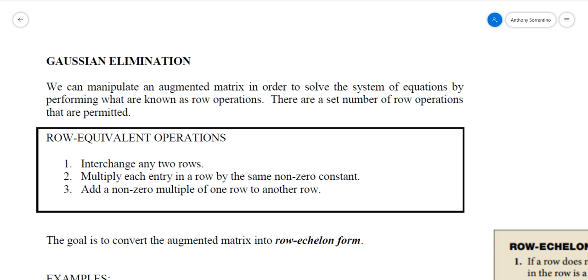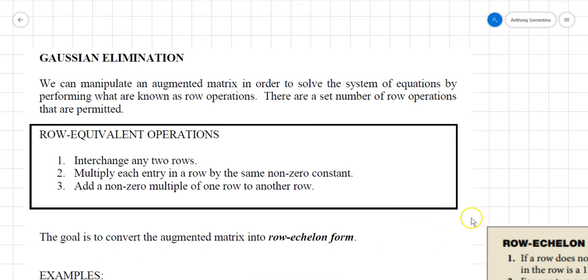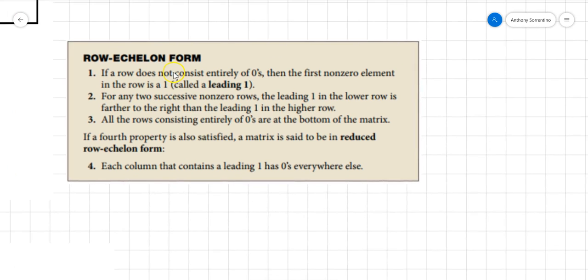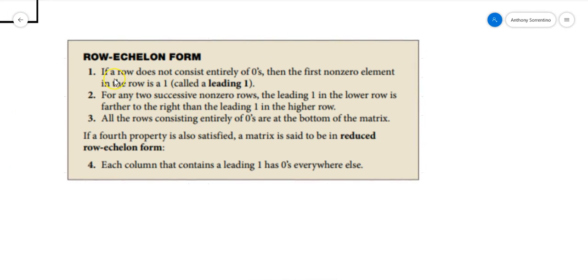The only difference between the two is what kind of structure you want your augmented matrix to look like before you say, okay, I'm done, I can start figuring out what the answers are. And here's what I mean. With Gaussian elimination, my goal is to convert the augmented matrix into row echelon form. In row echelon form, this is the verbal description of it. If a row does not consist entirely of zeros, then the first non-zero element in the row is a 1, called a leading 1.